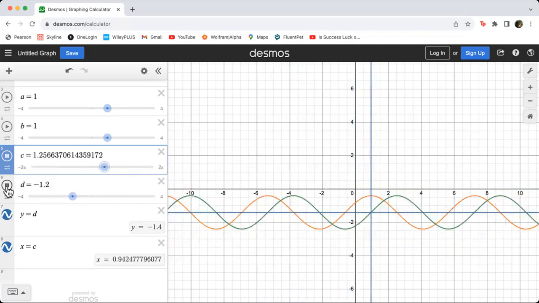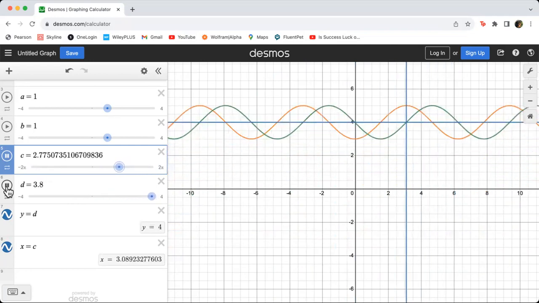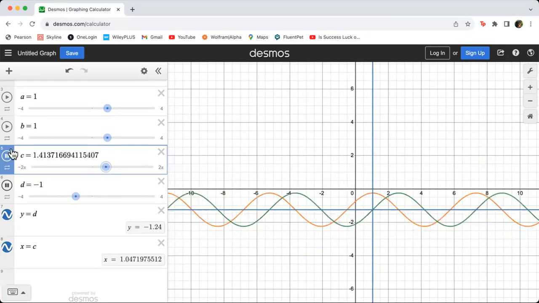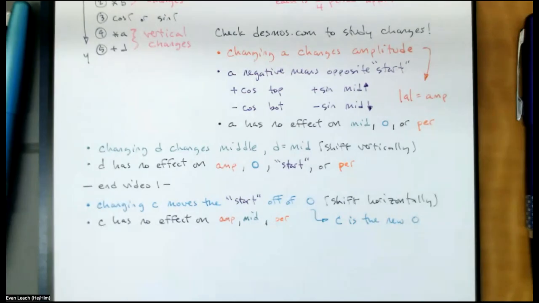Any questions? Comment? What's going to happen when we change B? What's the only thing left to change? So A changes the amplitude and which starting point we use. No effect on the middle, the 0, or the period. D had no effect on the amplitude, the 0, the start, or the period. C had no effect on the amplitude, the middle, or the period. So what must B be in charge of? Only thing left is the period. So it looks like B is going to change the period.